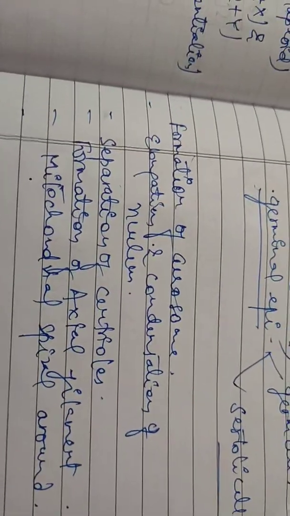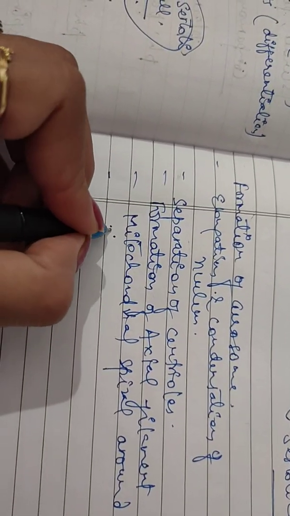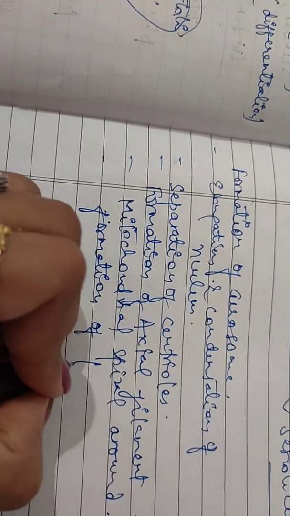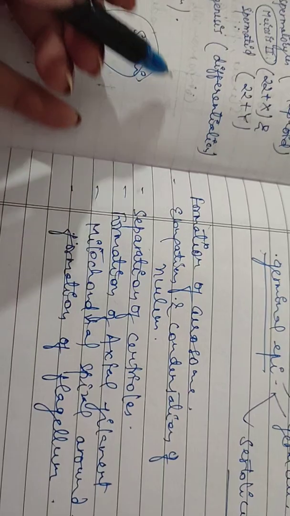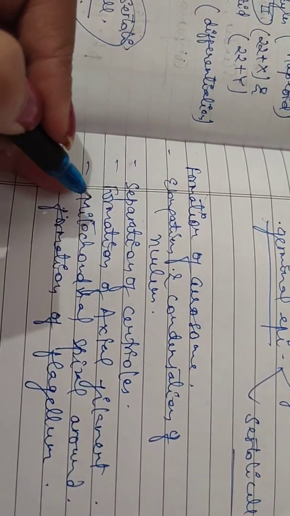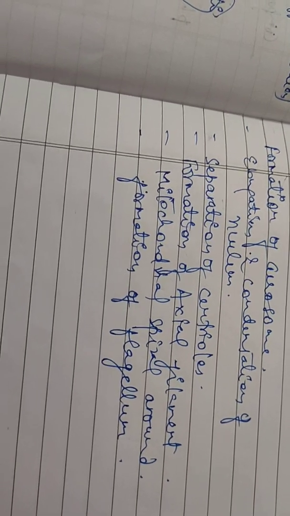Then differentiation of a limiting membrane and formation of a flagellum, which you can call the tail. So these are the changes of differentiation or spermiogenesis: formation of the acrosome, elongation and condensation of the nucleus, separation of centrioles, formation of the axial filament, mitochondria formed at the middle piece, and formation of the flagellum or tail, and this produces a spermatozoon.